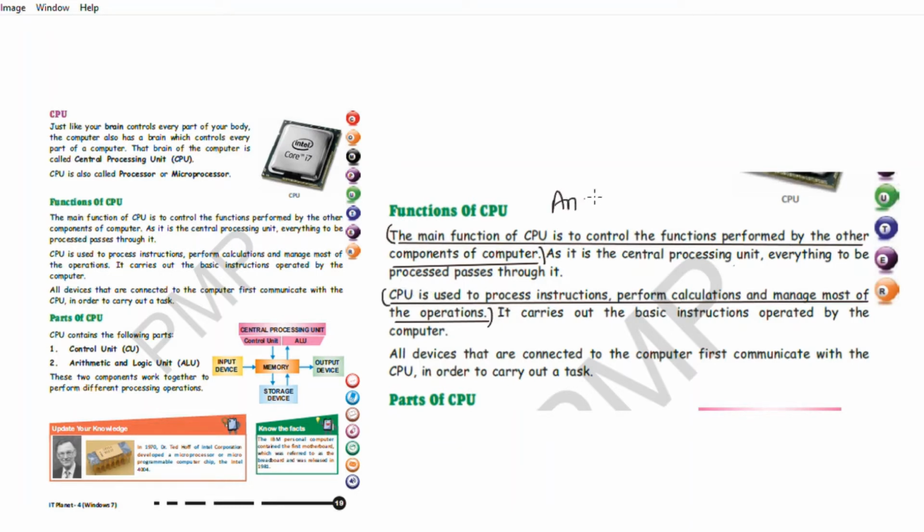I am repeating the answer one more time. The main function of CPU is to control the functions performed by the other components of computer. CPU is used to process instructions, perform calculations, and manage most of the operations.